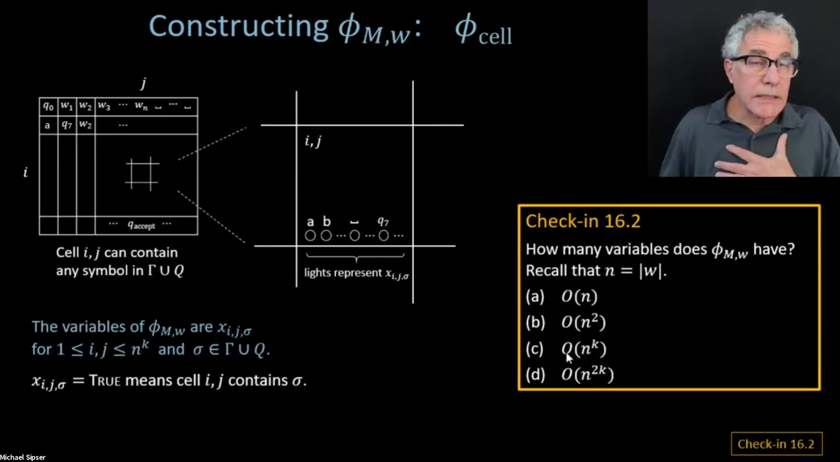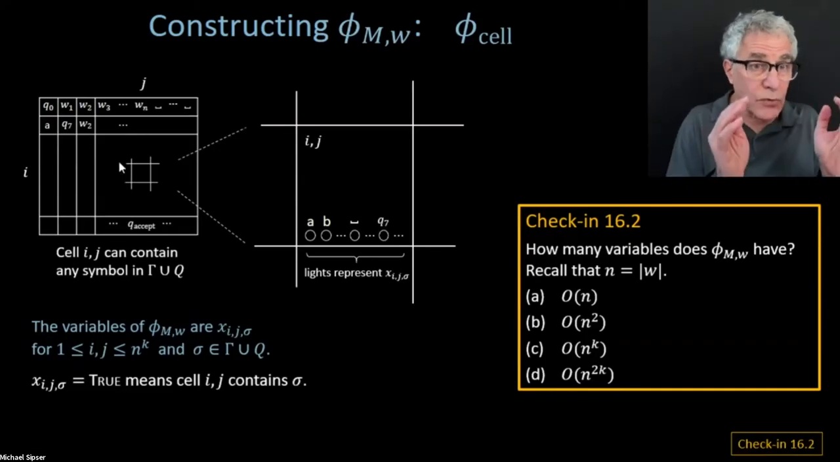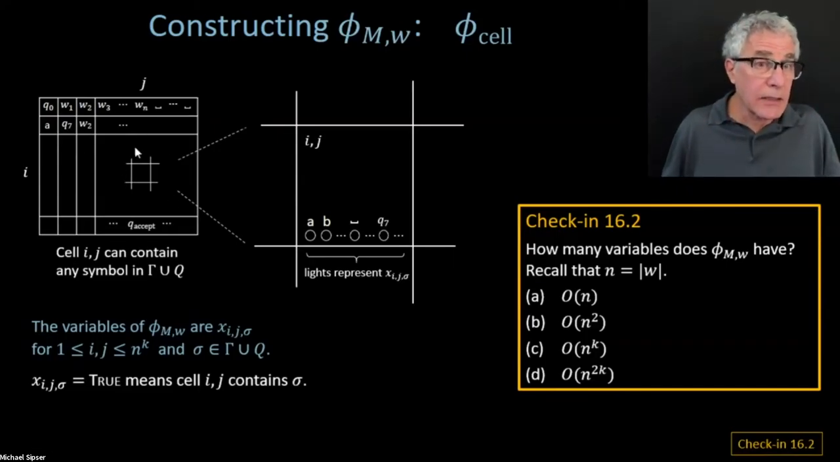So why is it D and not C? Well, don't forget, how big is this table? This is n to the k by n to the k. So there are n to the k quantity squared, or n to the 2k cells here. And there's a collection of variables for each cell, some fixed number of variables for each cell. So that's why it's order n to the 2k.